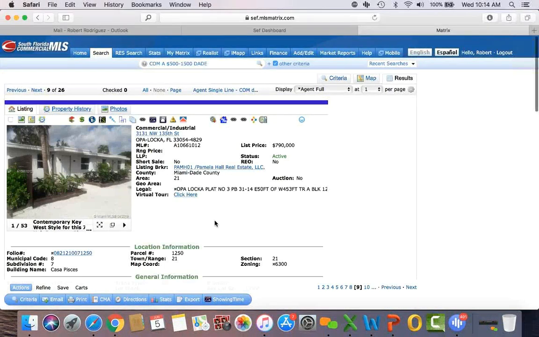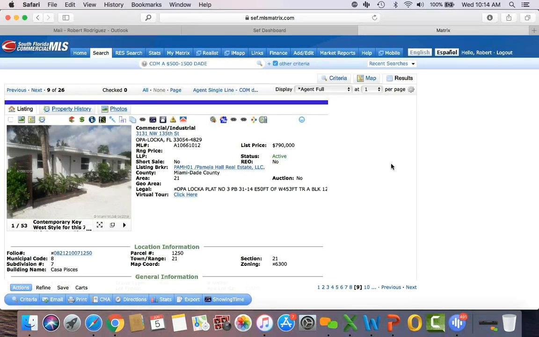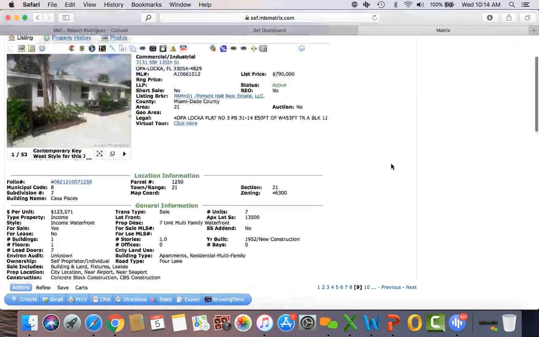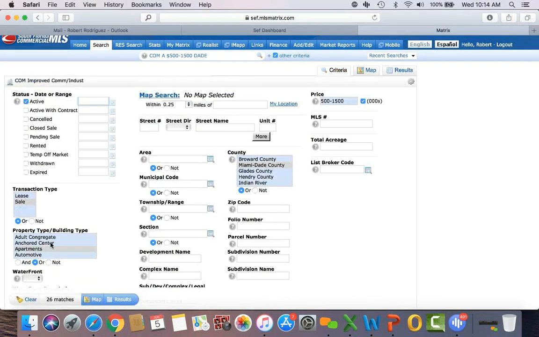All right, so that is how you look for commercial investment apartment buildings, simply by clicking on criteria and then doing apartments. Another way to find them would be under residential multifamily. So I'm going to go ahead and click on residential multifamily. And again, that's 21 matches.